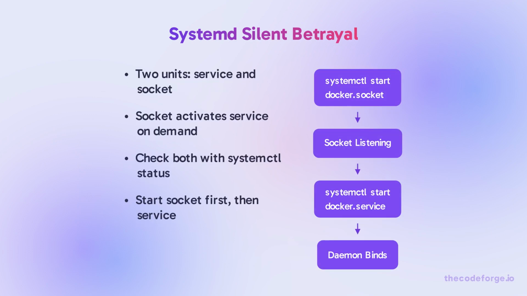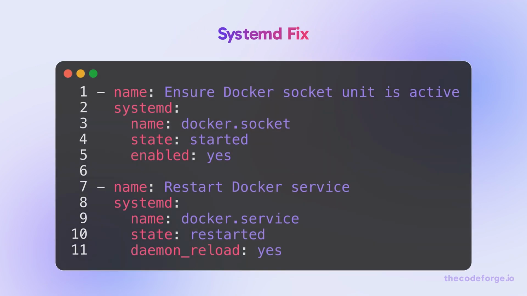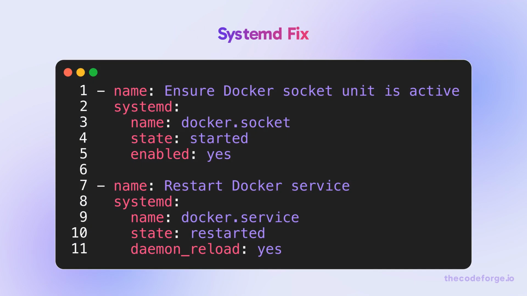Docker ships with 2 systemd units, docker.service and docker.socket. The socket unit activates the service on demand. If the socket unit is not running, the service can't bind. Always enable both and start the socket before the service. This Ansible task ensures both units are active and started in the correct order. Never just start the service, always enable the socket first.